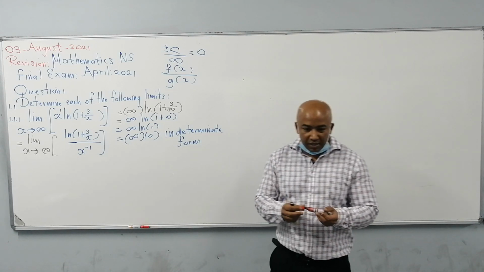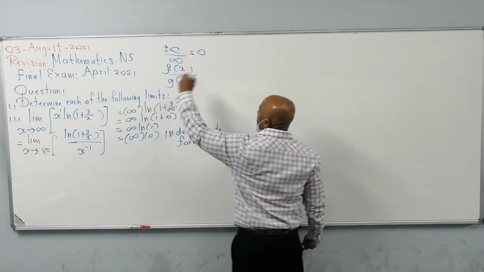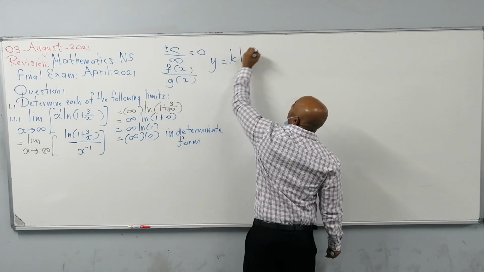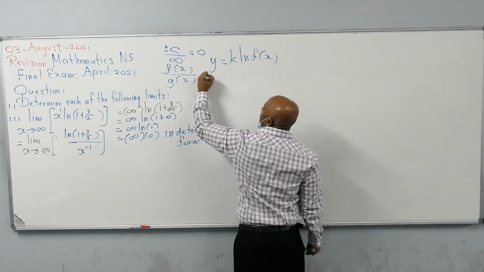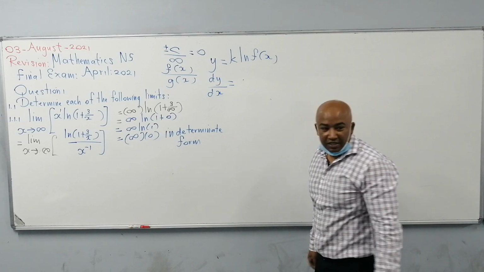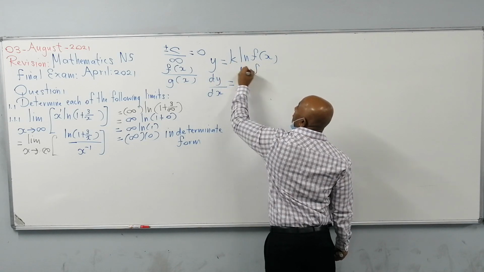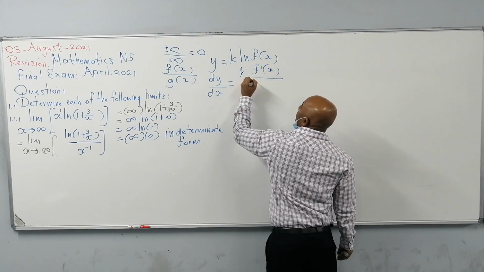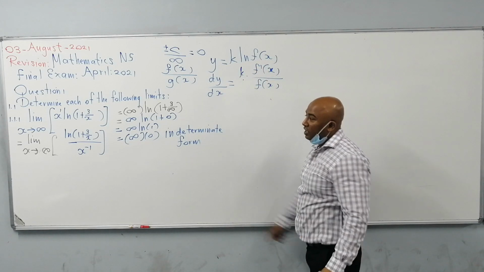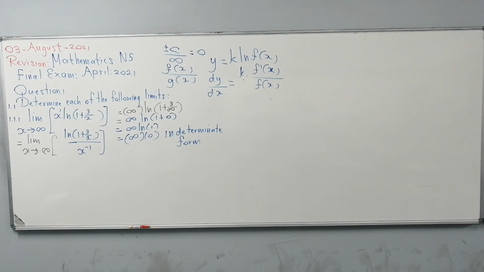Let me give you 2 minutes to just do that. You know what the derivative is here. Let me refresh your memory. If y is equal to k ln f of x, then dy over dx, you should know your derivatives by heart at this stage, is k times f prime x all divided by f of x. That is the formula to differentiate ln. So let's do that quickly.